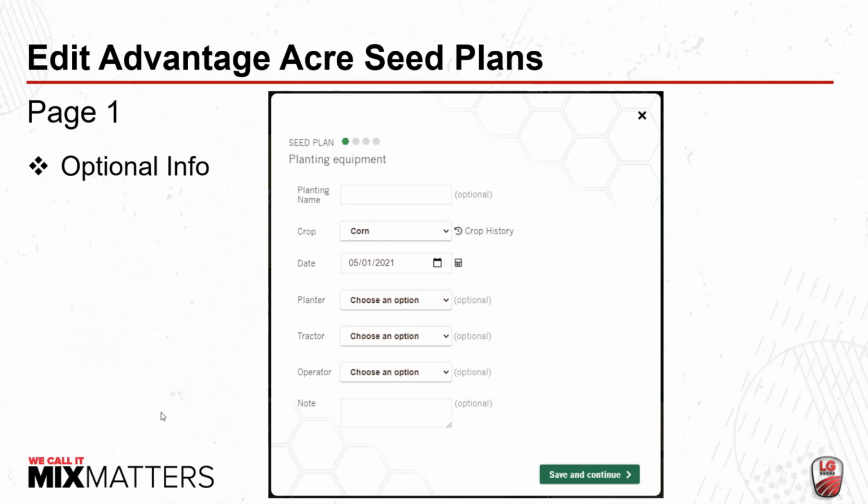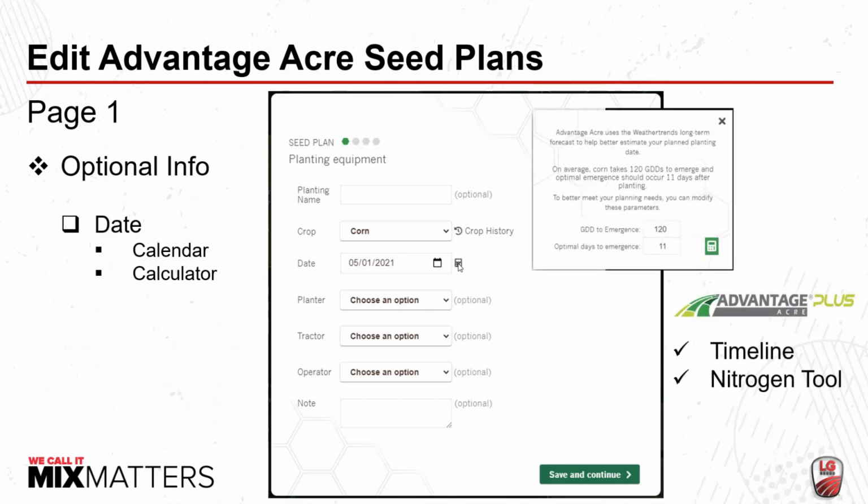This first page is primarily optional information. I can choose to put my planting name in if I want for my drop downs in my timeline. I can put my information about my tractor, my planter, or operator, or any note if I want. But one thing I might want to consider is the date. I have a couple options to change the date. It defaults to May 1st. I can click on the calendar and choose a date, or I can use my planting calculator. That is, if I'm in Advantage Acre Plus.